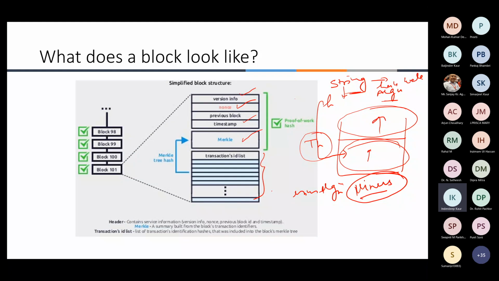So this is all about a difficulty level, that is, how much difficulty there is in finding that particular threshold value with respect to the nonce value, or with respect to the input string which has been passed to the hash algorithm.